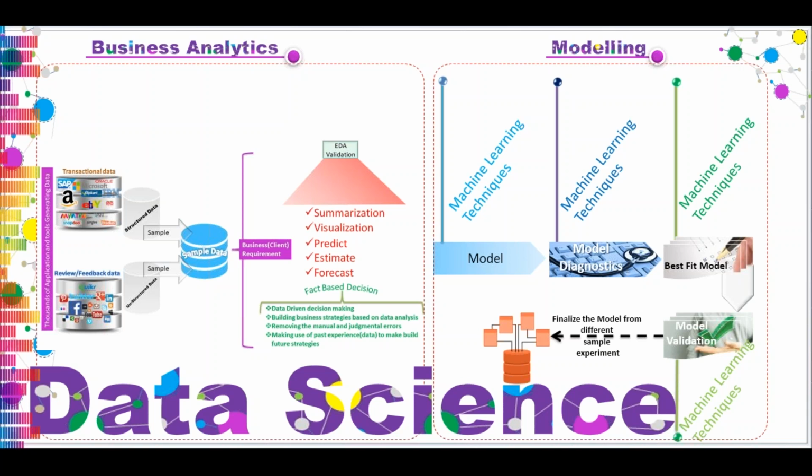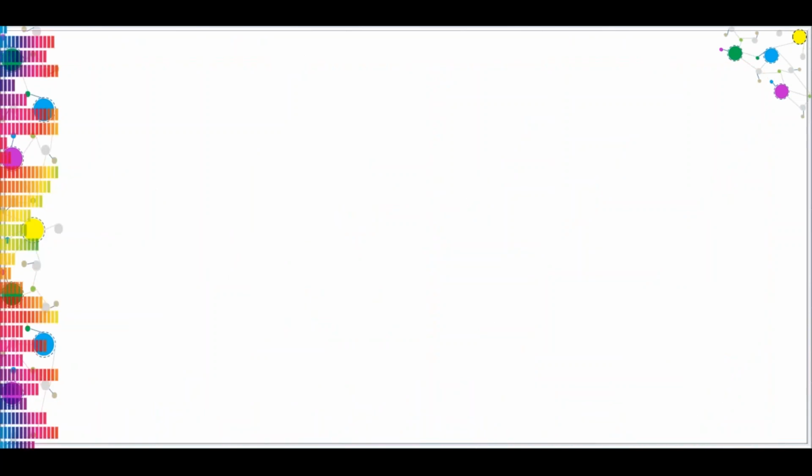Two roles: business analyst role and modeling role. If you know these two, you are a data scientist. As a data scientist, you need to handle both structured data and unstructured data, and you need some machine learning techniques for handling these two roles. So what are those machine learning techniques?